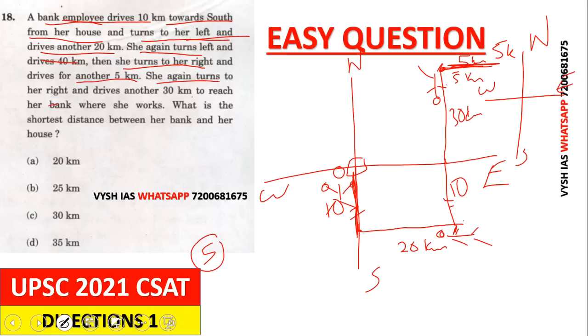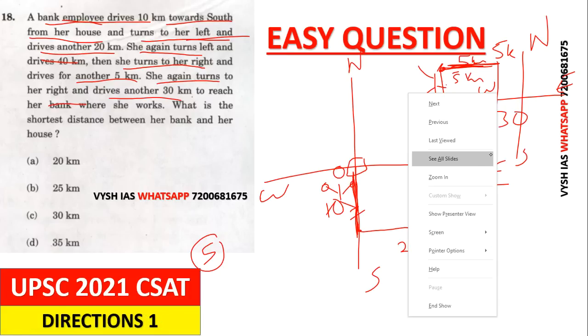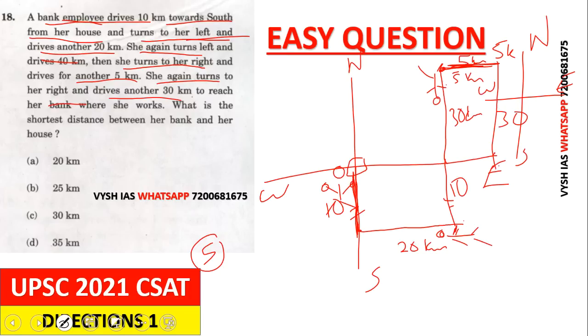Then what is she doing? She again turns to her right and drives another 30 kilometer. So 30 kilometer is what? We know this is 30, up to this point, this is 30. Okay, because below if you go again, it is another 10, it will come. Okay, so this is 30. Then she reaches the bank where she is working. This is the bank. Okay, at this point on the axis itself, 30.